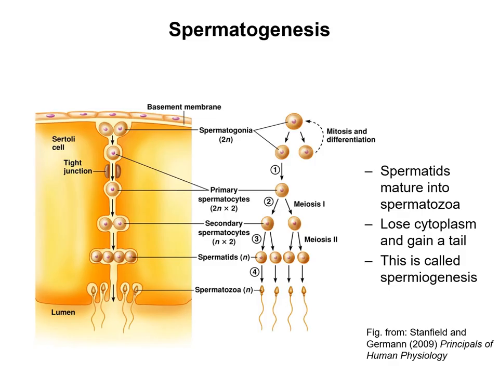The spermatids then will undergo one more step. This is called spermiogenesis. This is now when they're going to differentiate into the look of a sperm, which means that they're going to pinch off most of their cytoplasm. They're going to gain a tail, and that's how sperm forms in the end, and is pinched out into the lumen of the seminiferous tubules.